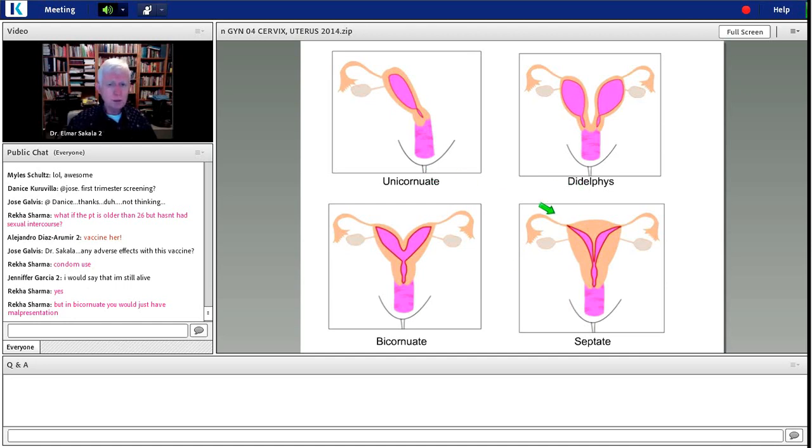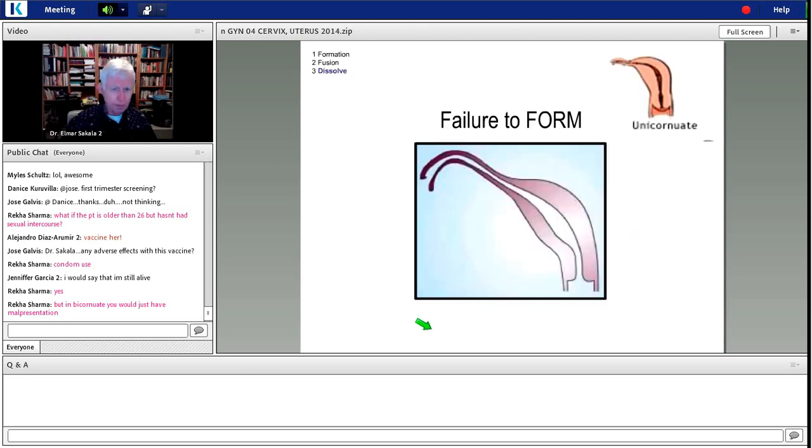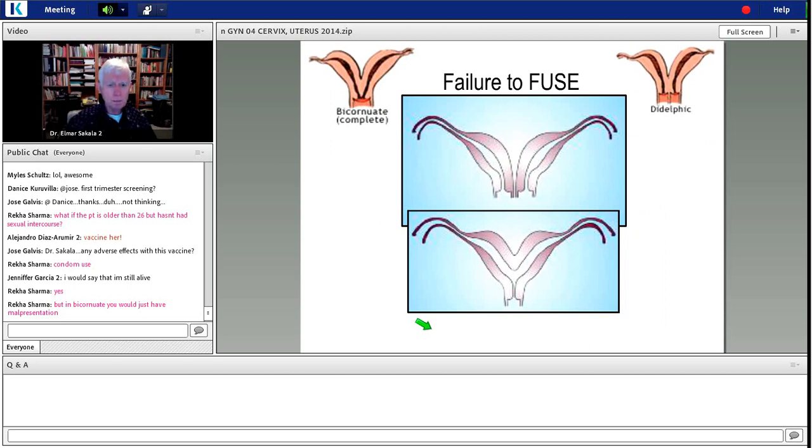So here we have the unicornuate, the didelphys, the bicornuate, and the septate. Failure to form, unicornuate uterus. Failure to fuse, a bicornuate or a didelphic uterus.